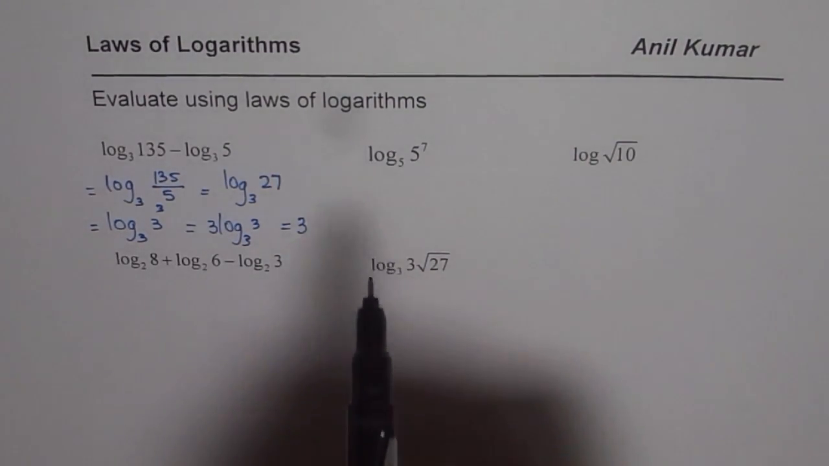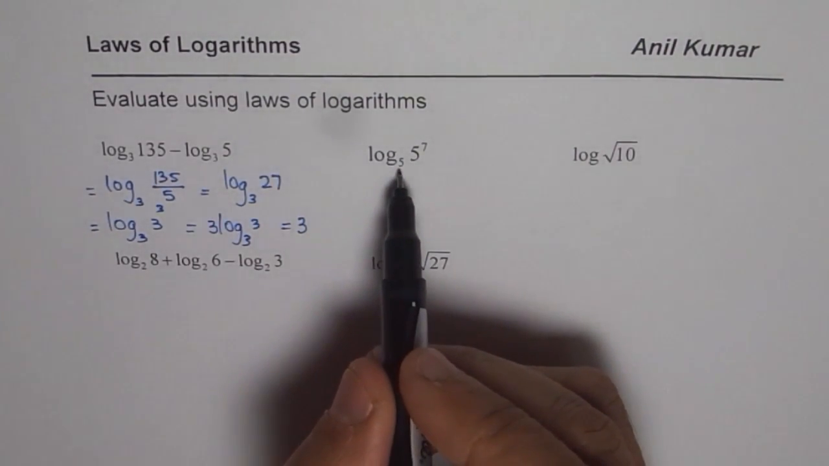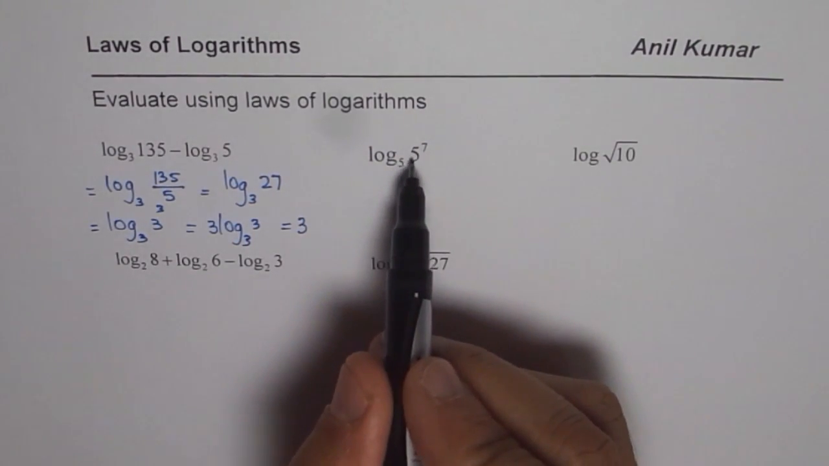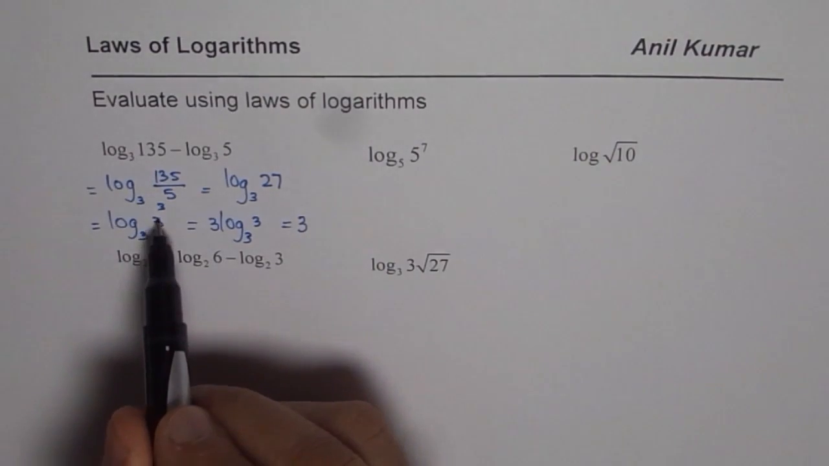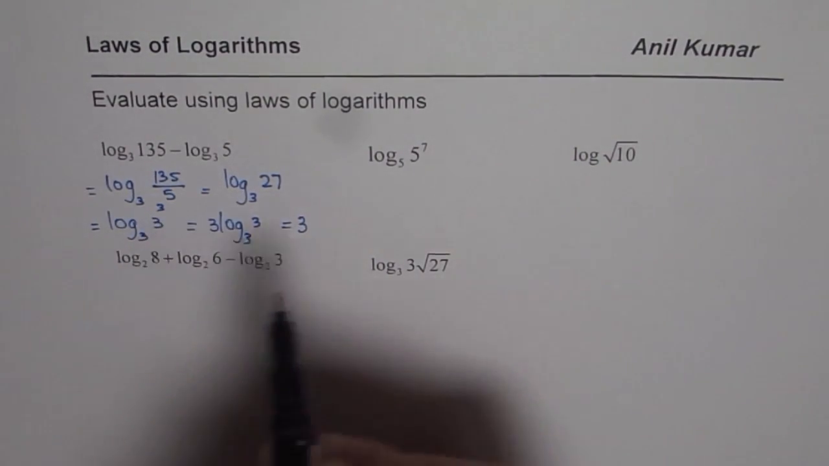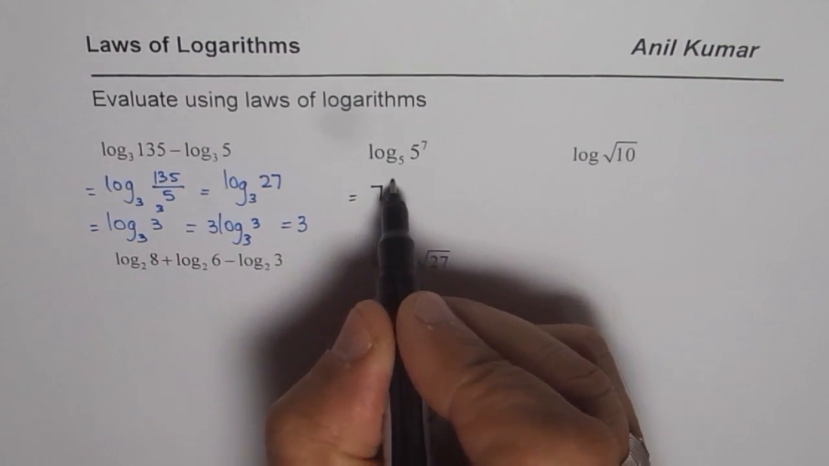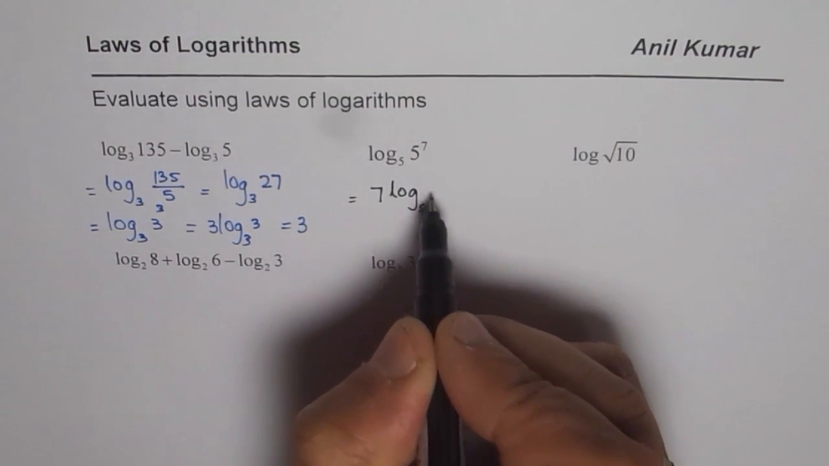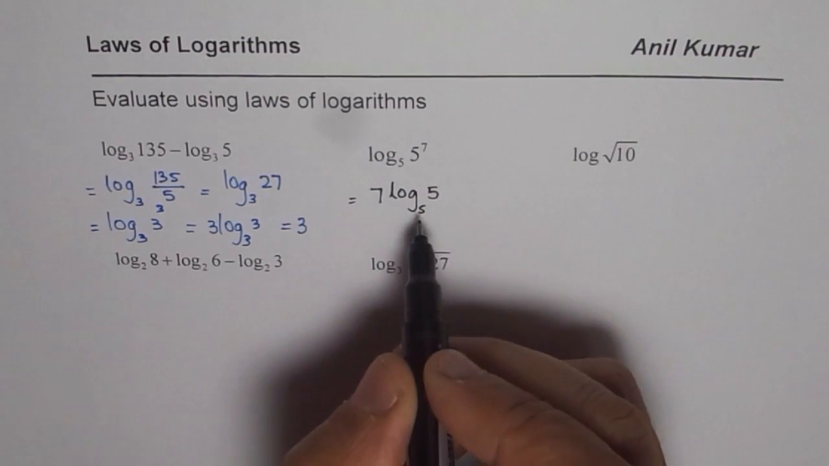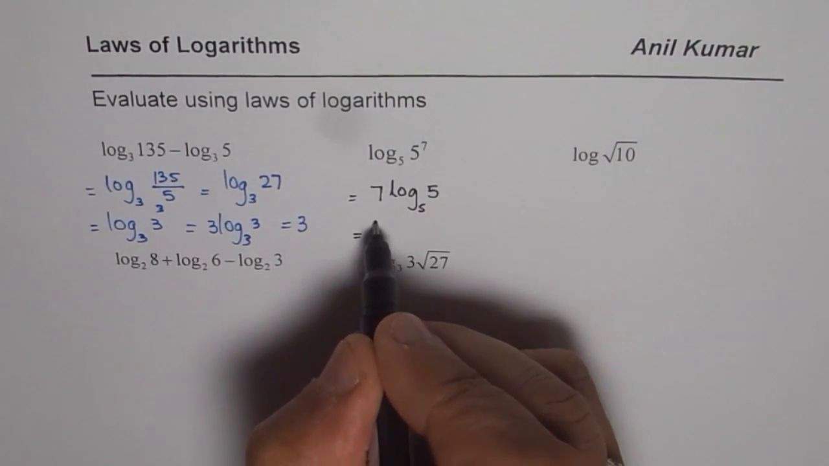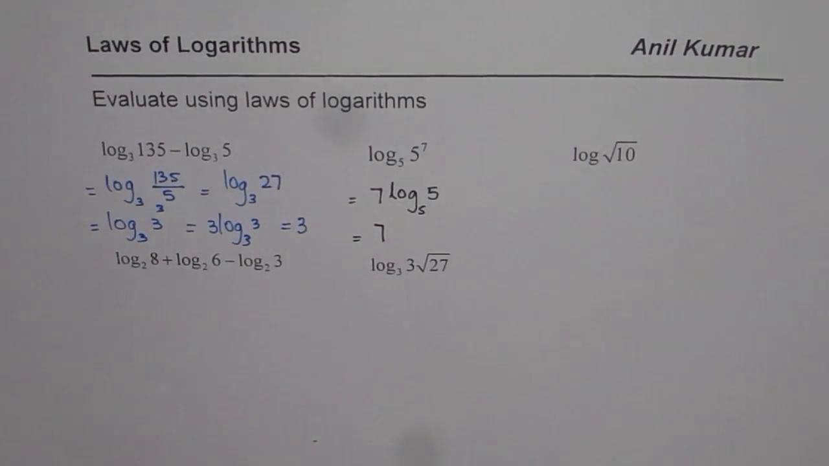Let's do the next one, which is log to the base 5 of 5 to the power of 7. Now we have a similar situation here, which we did, right? So you can apply the power rule here. So if you apply the power rule, you get this as 7 times log to the base 5 of 5, okay? Now log to the base 5 of 5 is 1. So therefore we get 7 as our solution.